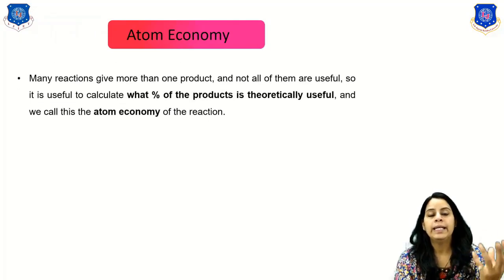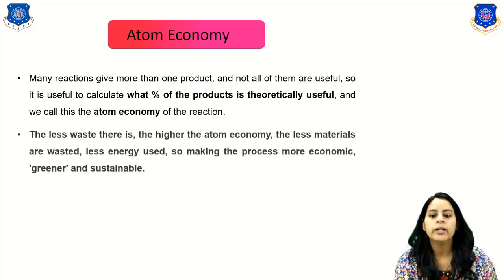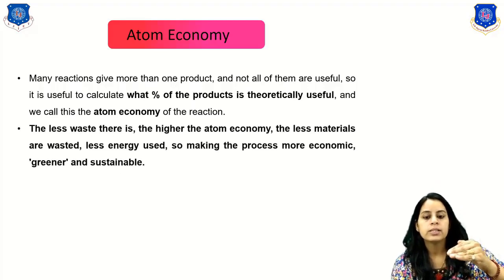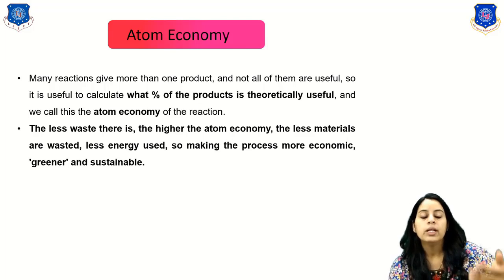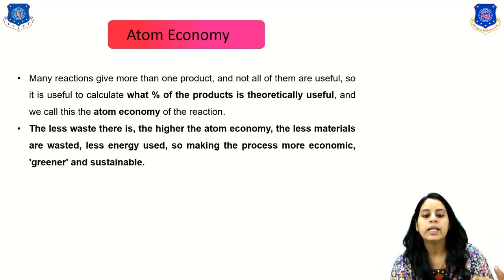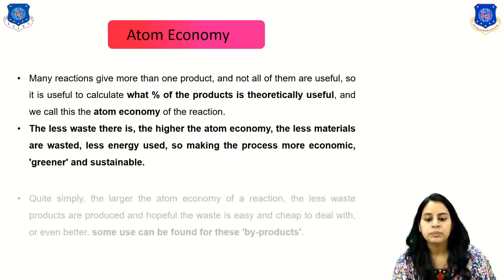So many reactions give more than one product, right? And not all of them are useful. So it is useful to calculate what percent of the product is theoretically useful, and we call this the atom economy of the reaction, right? So the higher the atom economy, the less material is wasted, and the less energy is used, making the process more economic, greener, and more sustainable.